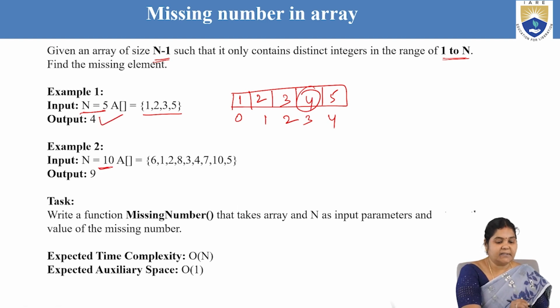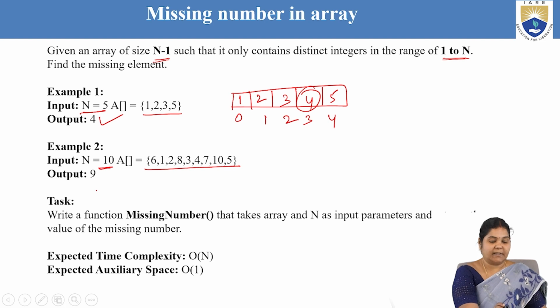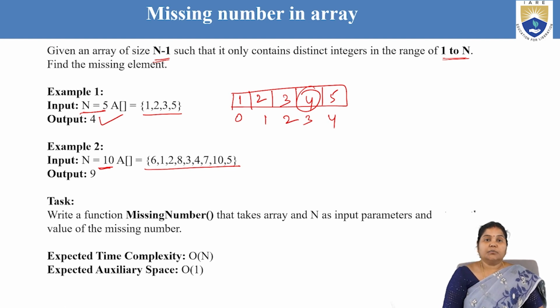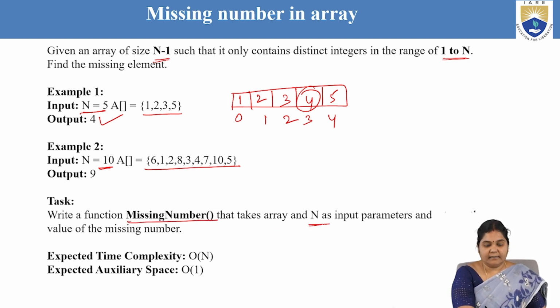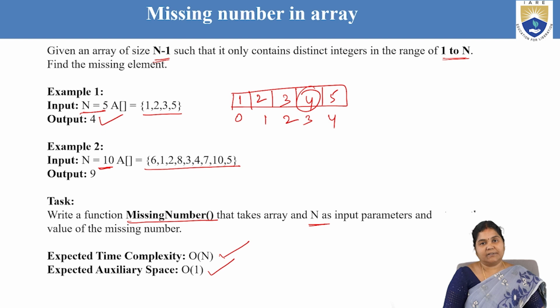Similarly, next example, n is equal to 10 and these are the elements. You have to check which element is missing here. In this problem, you have to write a function called missing number that takes an array and n as the input parameters and returns the value of the missing number. As we are dealing with a single array, we can do it using a naive approach. The expected time complexity is order of n and constant space complexity is required.